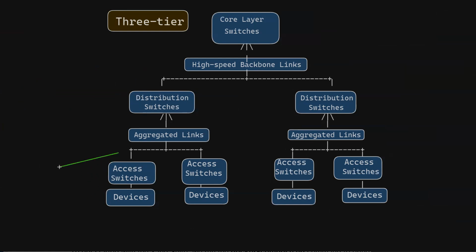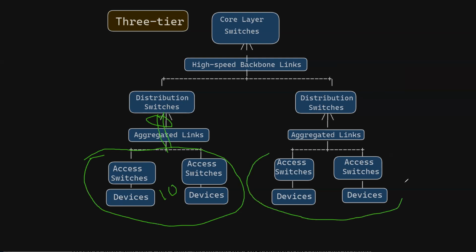Let me tell you. You can group these access switches, and you can connect these access switches with the distribution switch as an aggregation link. So 10 switches per group or 8 switches per group, right? Like that, you can group these switches. And likewise, you may have other small groups. Maybe you have 10 or 15 groups.